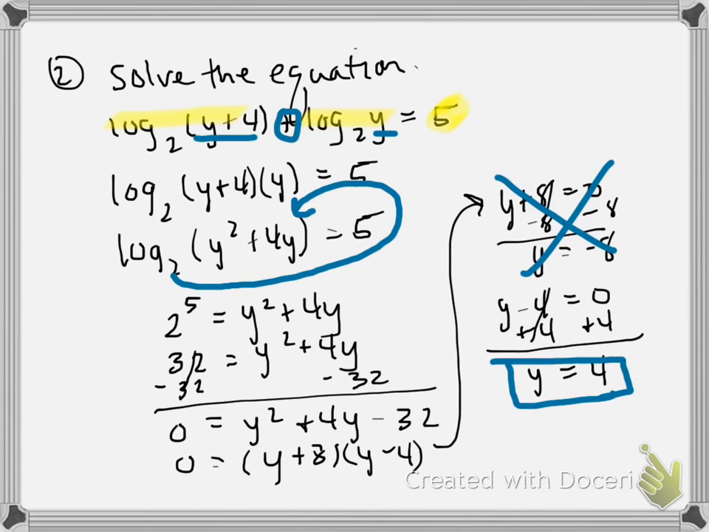4 will work though. I can plug in 4, I get log base 2 of 4 plus 4 plus log base 2 of 4 equals 5. And that's true. Okay.